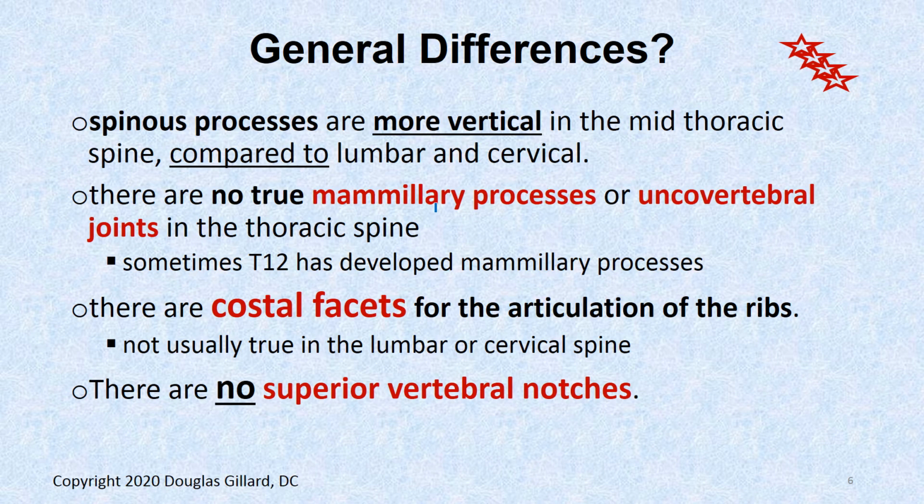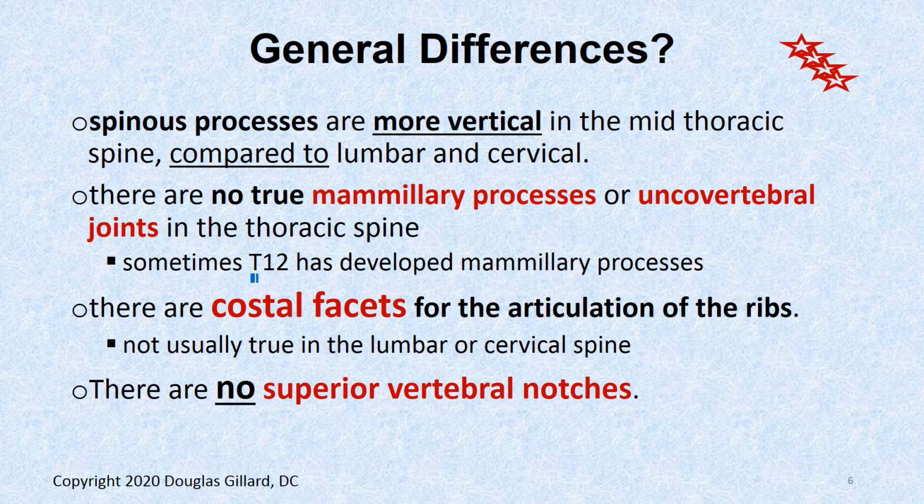General differences, everything I said: spinous processes are more vertical compared to, especially in the mid-thoracic spine. Now the upper thoracic spine, they start to become more horizontal. Same with the lower thoracic spine, but the mid-thoracic spine, T6, T7, T8, those things are really, really vertical. Now there's no mammillary processes anymore, or accessory processes per se.